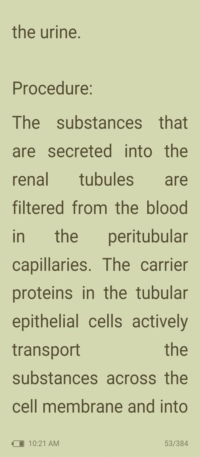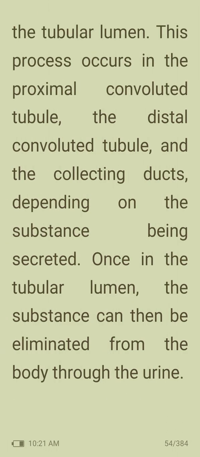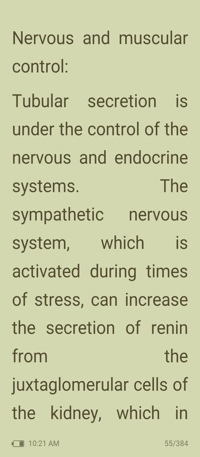The substances that are secreted into the renal tubules come from the blood in the peritubular capillaries. The carrier proteins in the tubular epithelial cells actively transport the substances across the cell membrane and into the tubular lumen. This process occurs in the proximal convoluted tubule, the distal convoluted tubule, and the collecting ducts, depending on the substance being secreted. Once in the tubular lumen, the substances can then be eliminated from the body through the urine.